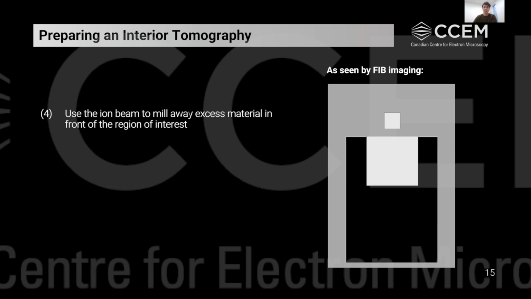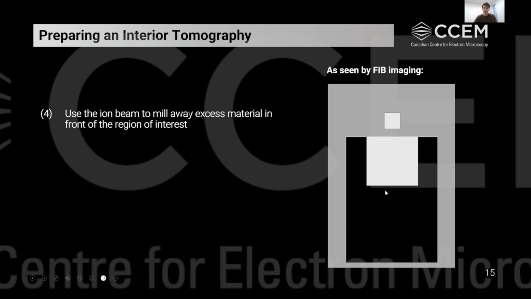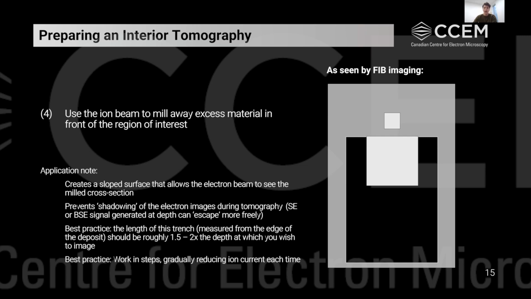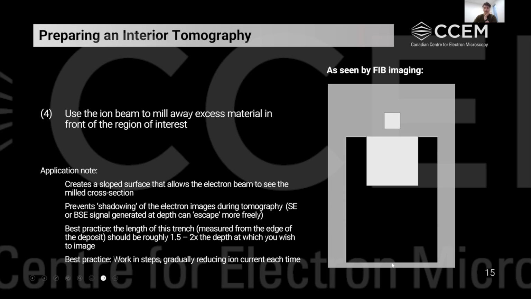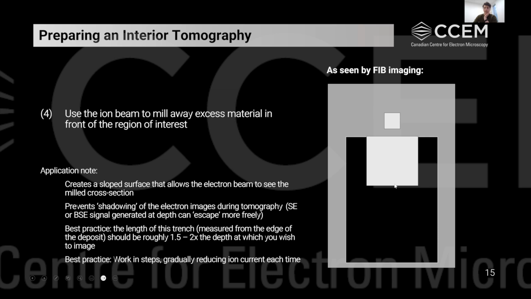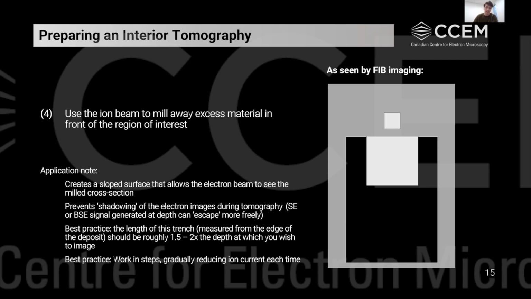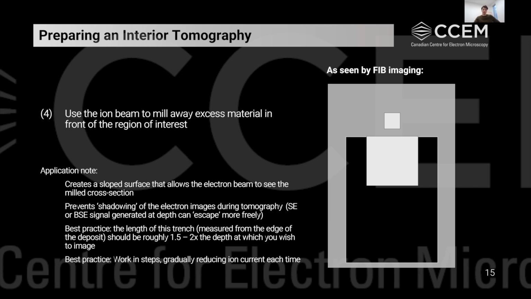After this, we're going to use the ion beam to mill away excess material in front of the region of interest. This is the step that's actually creating that 90-degree cliff face. It's going to do so by creating a sloped surface that's at its highest depth at that 90-degree cliff face, so at the edge of this deposit that we've put down, and it's going to be level with the sample surface towards its bottom. Again, this provides a pathway for the electron beam to actually see the milled cross-section. It's going to prevent shadowing of the electron images again, since signal generated at depth can escape to the detector so we can actually detect it.